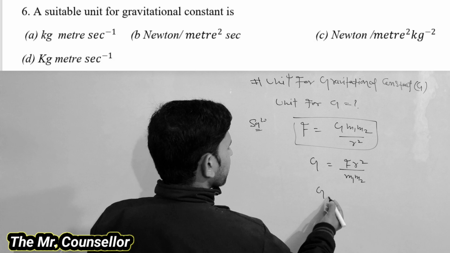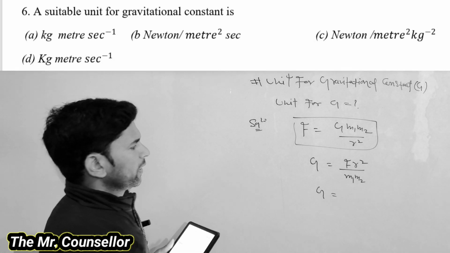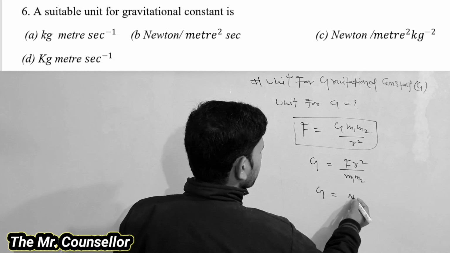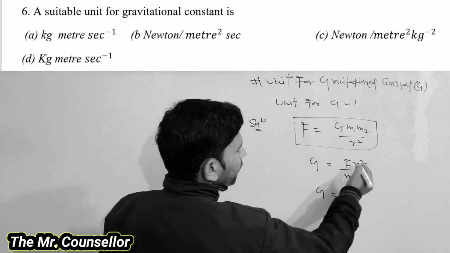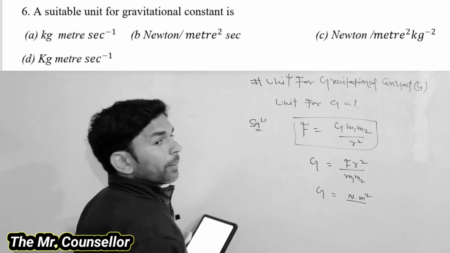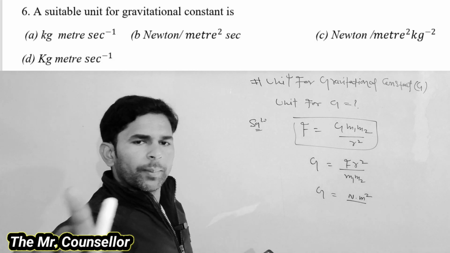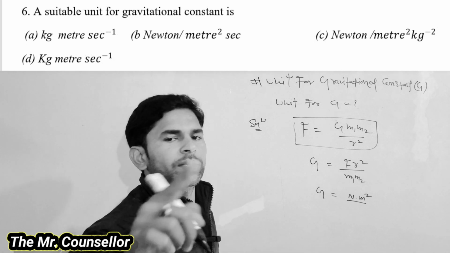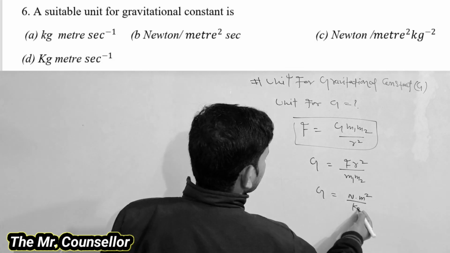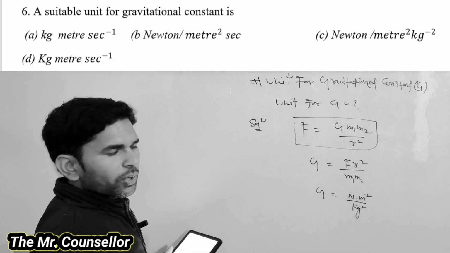So capital G is equal to the unit of force, Newton, into the unit of distance, meter square, divided by m1 m2. m1 is also mass, m2 is also mass, so kg into kg, we can write kg square. Is it okay or not? Till here any doubt? No doubt now.